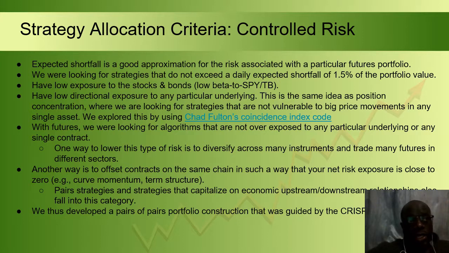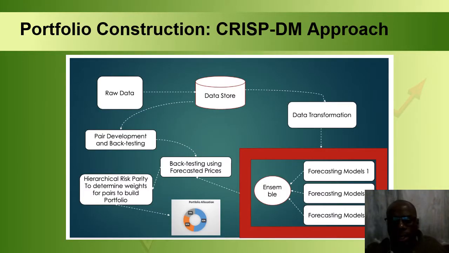In this case, we couldn't get our term structures. Our pair strategies helped us capitalize on the economic upstream and downstream relationships through the spread ratio. We then developed our portfolio based on the pairs of pairs, and our portfolio construction was guided by the CRISP-DM approach. For our project, we followed the cross-industry standard process for data mining approach, which is the CRISP-DM.